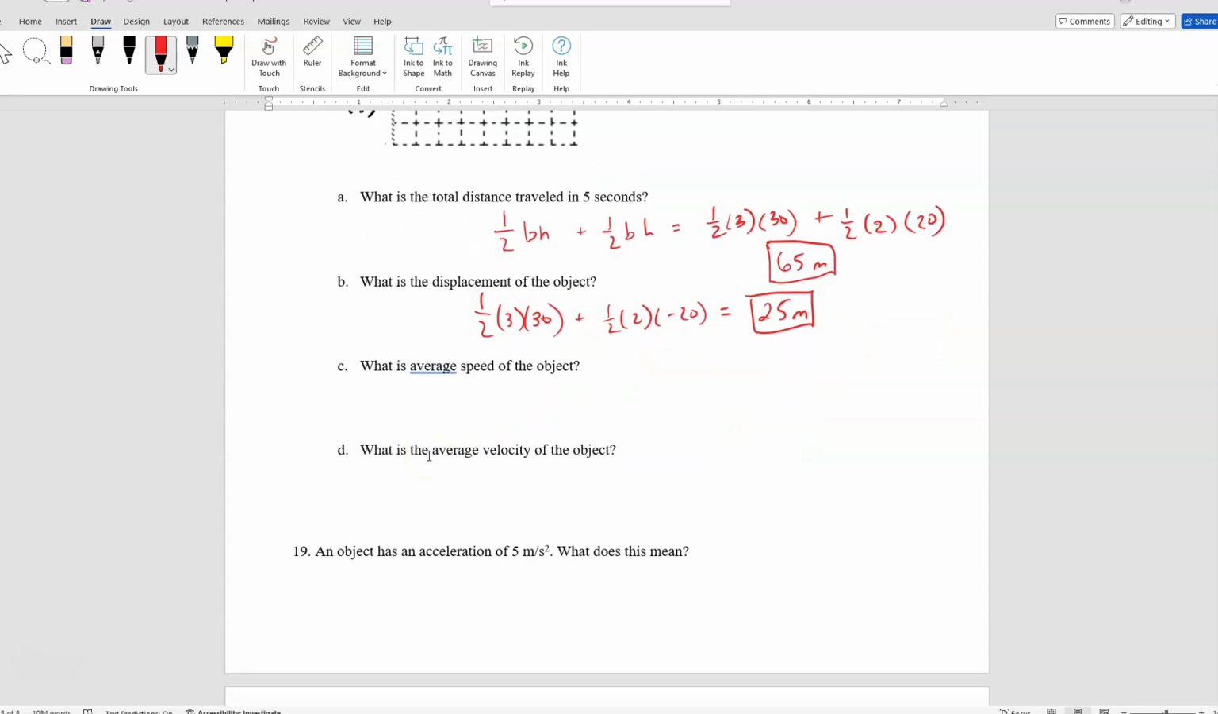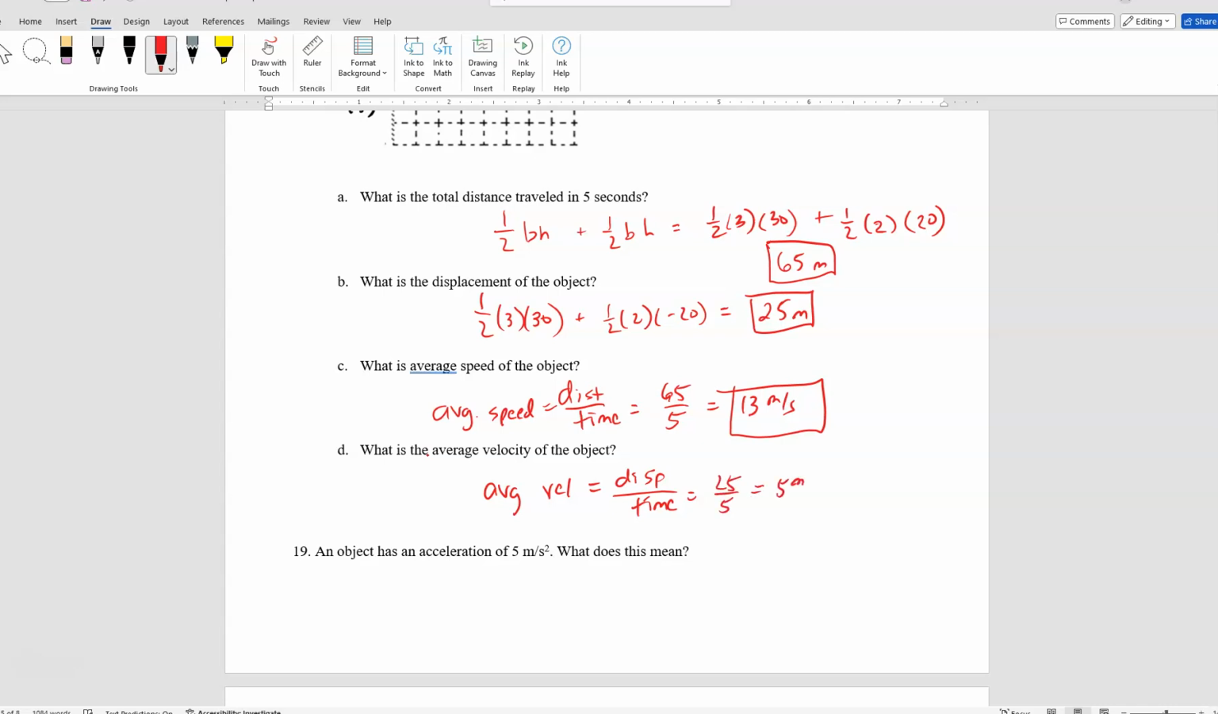Well, average speed for part C. Average speed is defined as your total distance over your time, which is going to be 65 over 5, which should get us 13 meters per second. And average velocity is defined as your displacement over your time. So that would be 25 over 5, which is 5 meters per second.